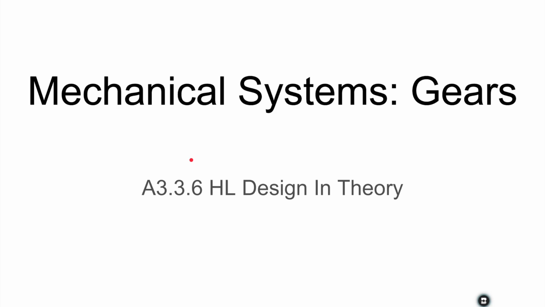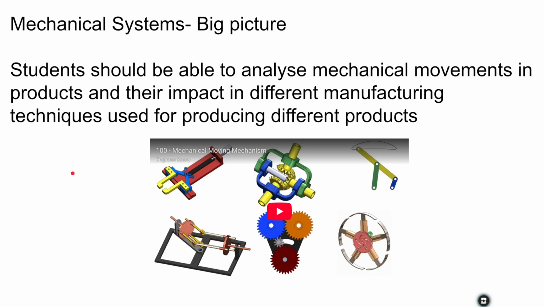This is a recorded lecture for the IB-DP Topic A3.3.6. This is HL content, this is design and theory, and we're looking specifically at gears today. So big picture, we need to be able to analyze mechanical movements in products and their impact in different manufacturing techniques used for producing different products.